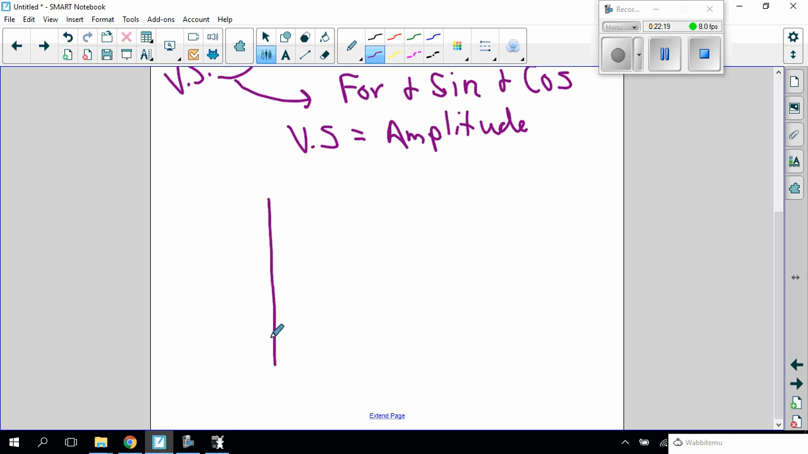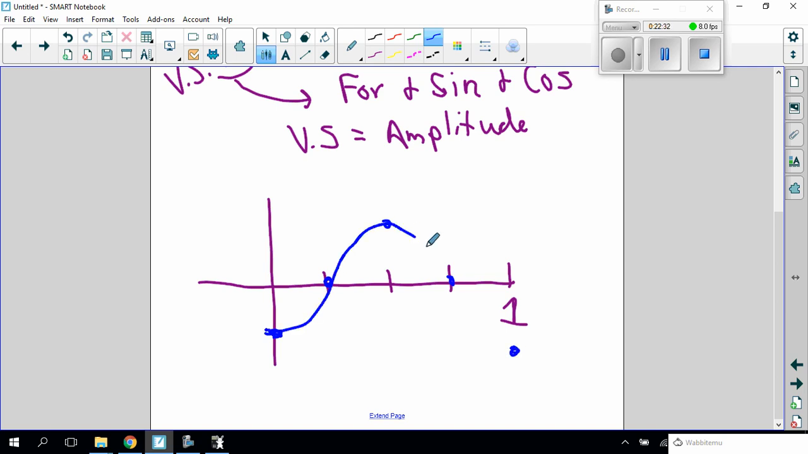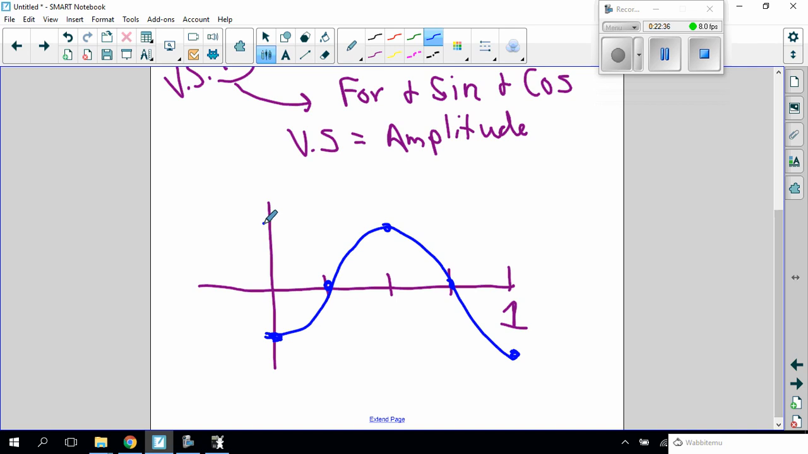So you go 1, 2, 3, 4. The new period is 1. Flip cosine. And vertical scale 14. Now, this is 1/2. This is 1/4. This is 3/4.